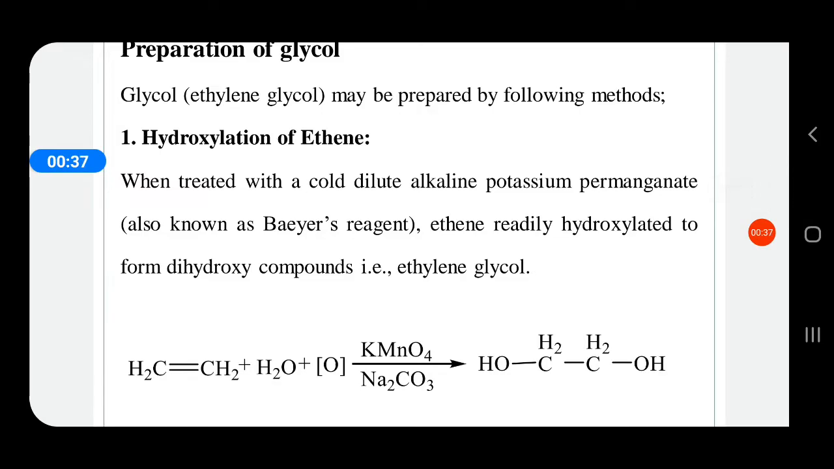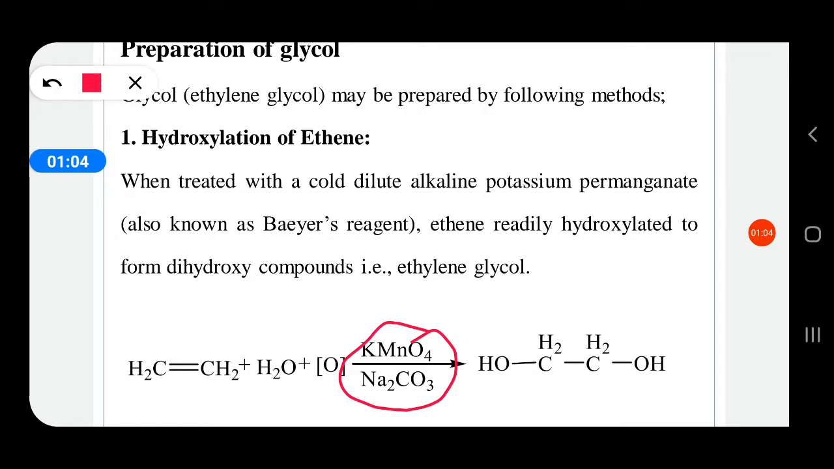Ethylene glycol is prepared from ethene by two methods. One is hydroxylation of ethene. When ethene is treated with cold dilute alkaline potassium permanganate. So what does alkaline potassium permanganate mean? It is a mixture of KMnO4 and sodium carbonate.